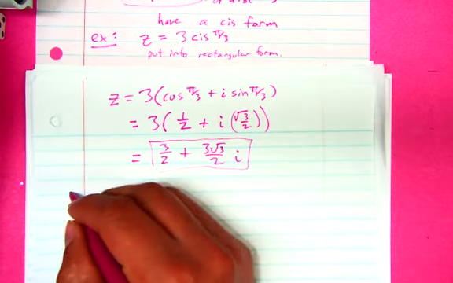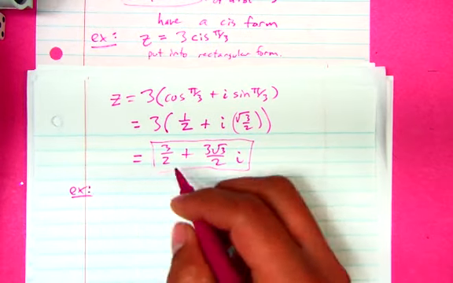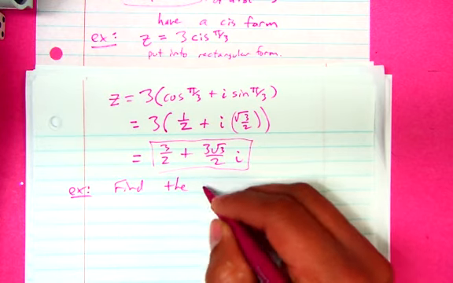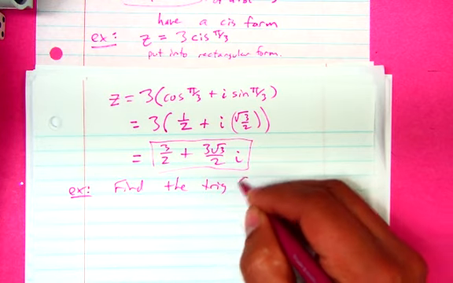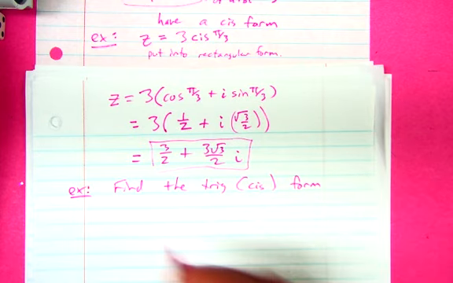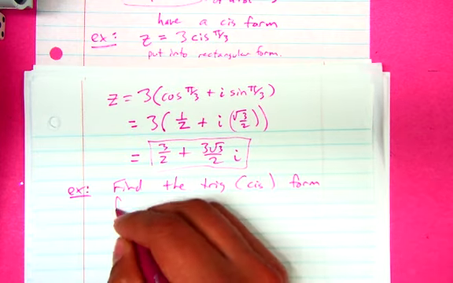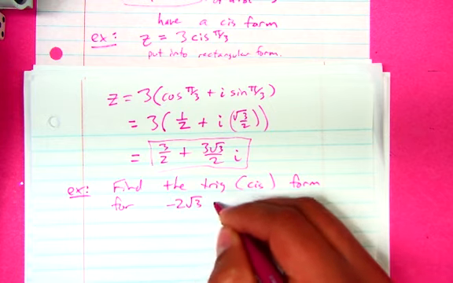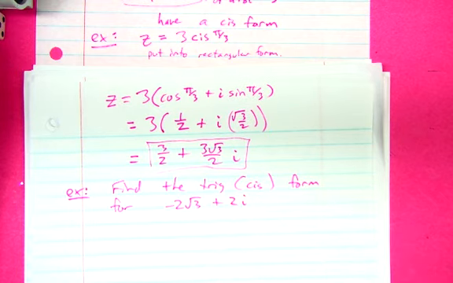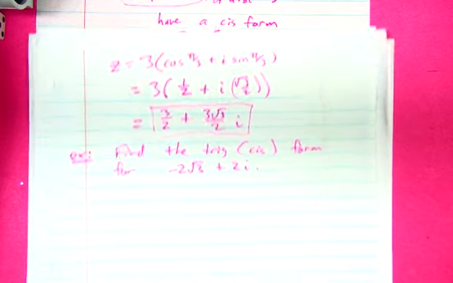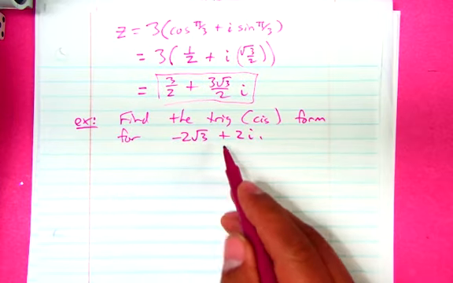Another example. Let's go the other way. Find the trig or cis form. Just be comfortable with both terms. For the number negative 2 root 3 plus 2i. Okay? That's like a plus bi. So this is exactly a plus bi.